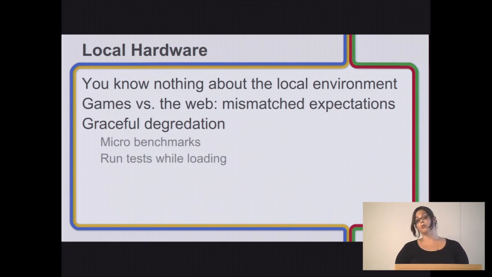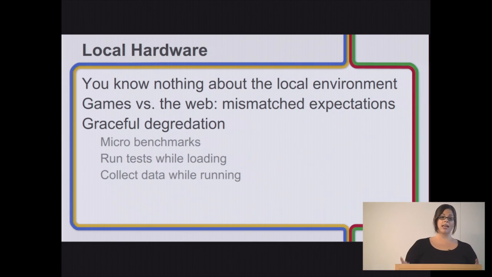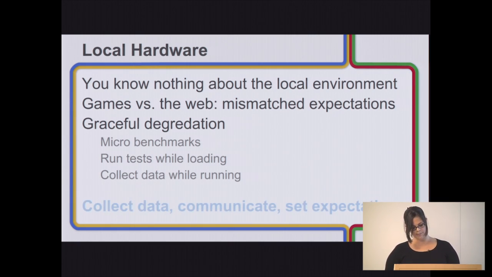So maybe during your loading screen, you run a bunch of tests, get a feeling about what the local system is, and then suggest settings or send that data back to your servers for analysis. Or while the game is running, you see what the FPS is and adjust accordingly or take data accordingly. But you really need to be proactive about collecting this data. And that's pretty much it for dealing with the hardware variation you're going to find in HTML5 games. It's collect data, communicate, and make sure, above all, that you set your users' expectations appropriately.